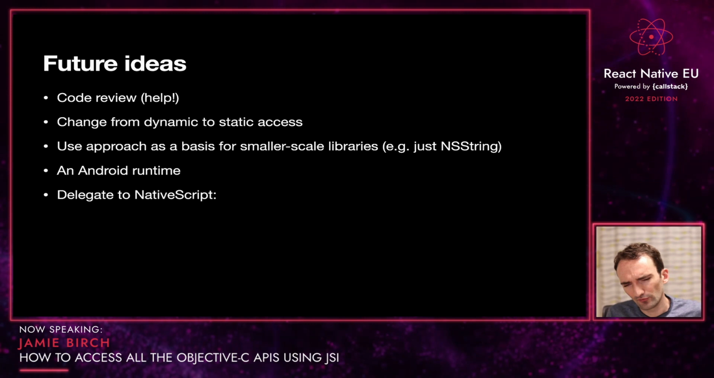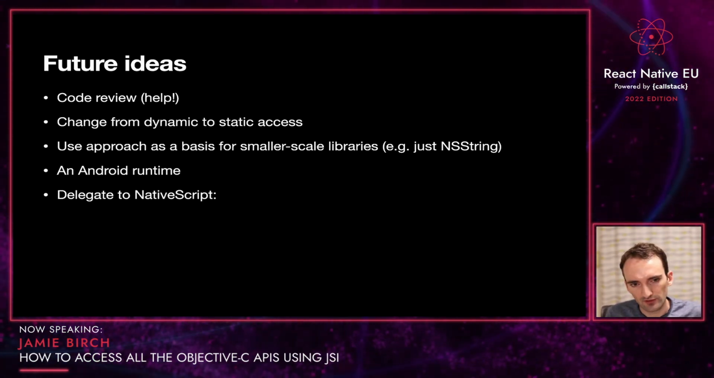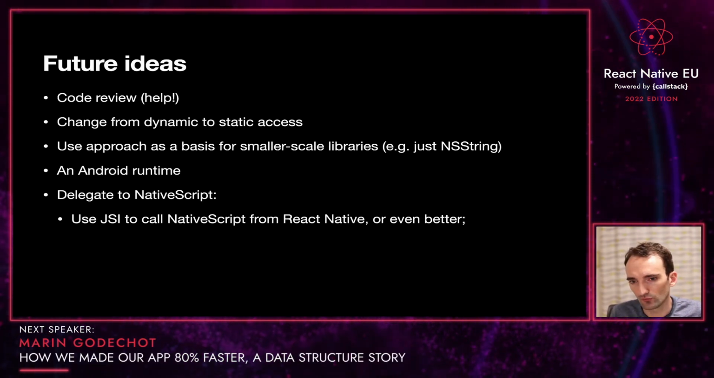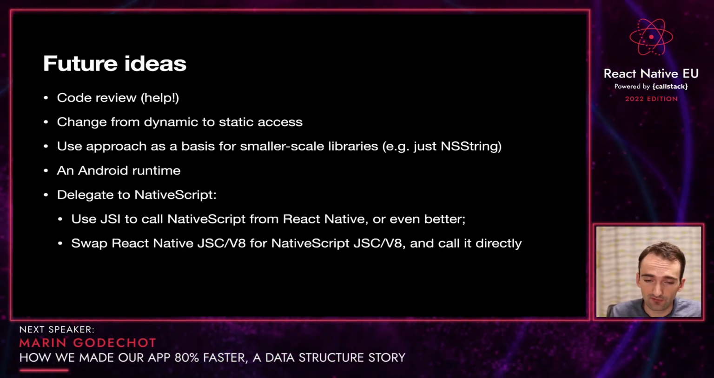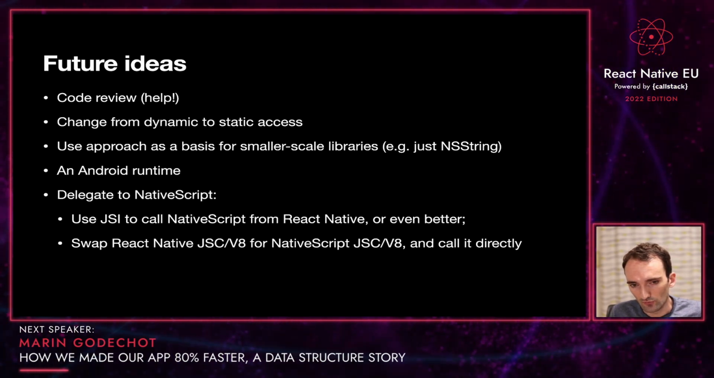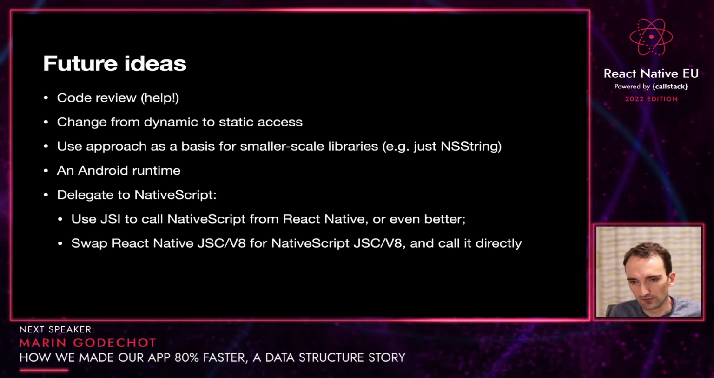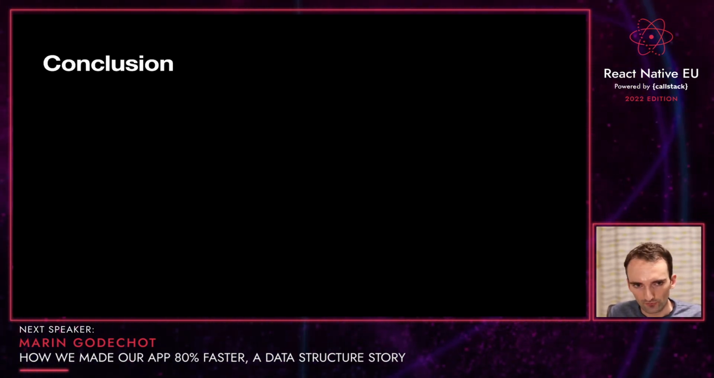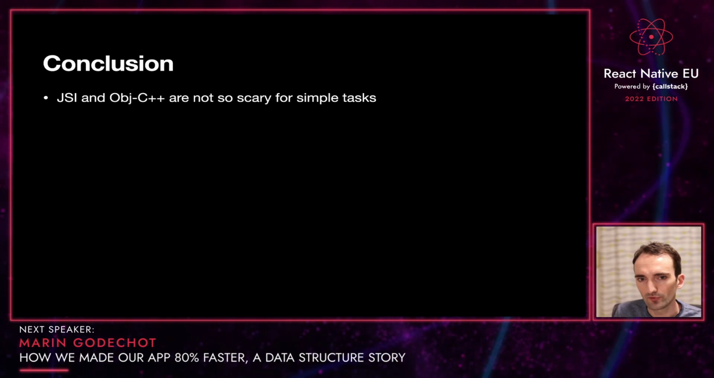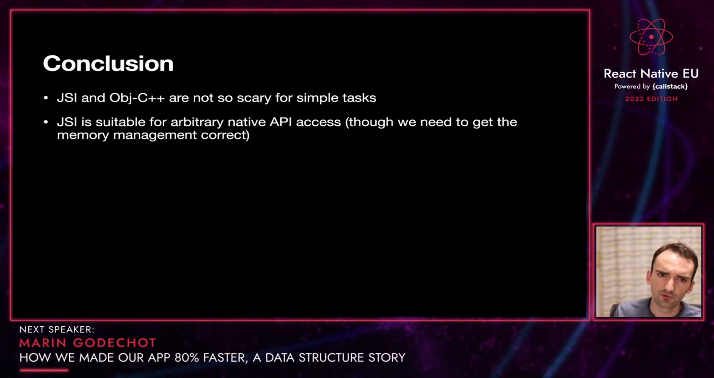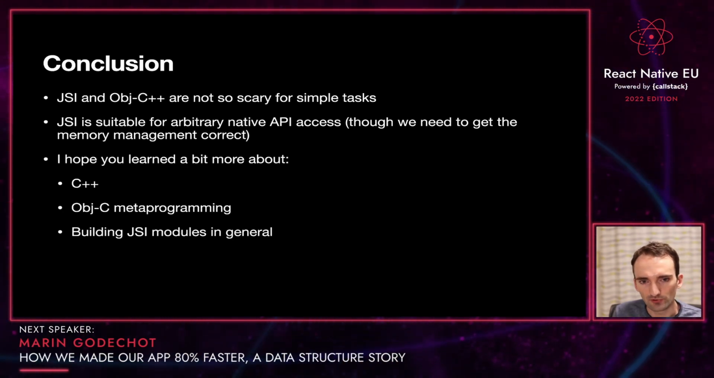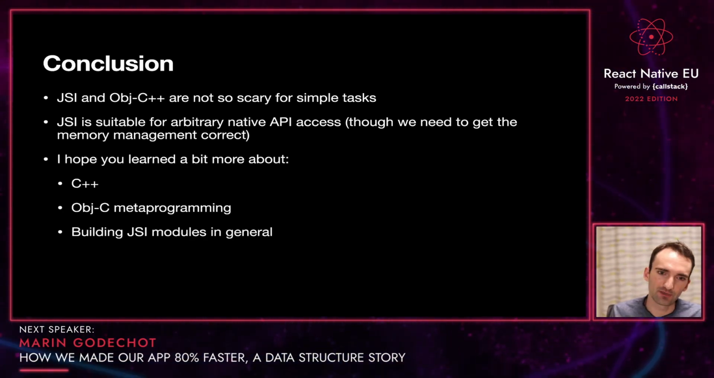And other options are, if I can't get the memory right in JSI, maybe just delegate to NativeScript. We could use JSI to call NativeScript from React Native, or even better, swap React Native's JSC or V8 for NativeScript's JSC or V8 and call it directly. So, in conclusion, JSI and Objective-C C++, not so scary for simple tasks. JSI is suitable for arbitrary native API access if we get it right. I hope you learned a bit more about C++, Objective-C metaprogramming, and building JSI modules in general.